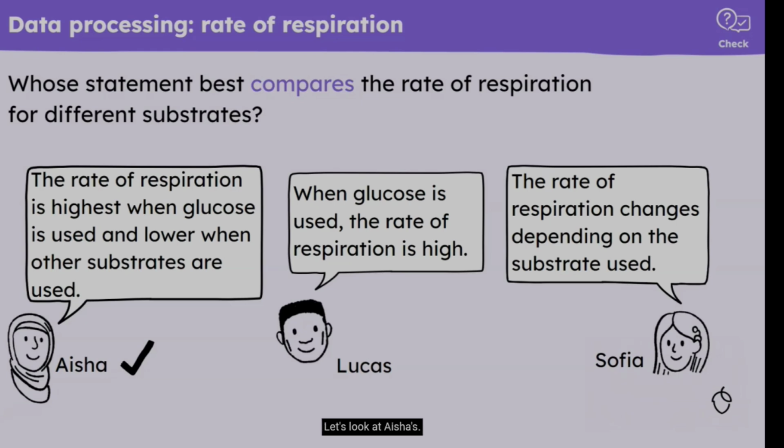Let's look at Aisha's. The rate of respiration is highest when glucose is used and lower when other substrates are used. So she's mentioned more than one substrate. She's used a word that ends in EST and a word that ends in ER. So these are all good indicators that it's a comparative statement. Well done if you got that right.